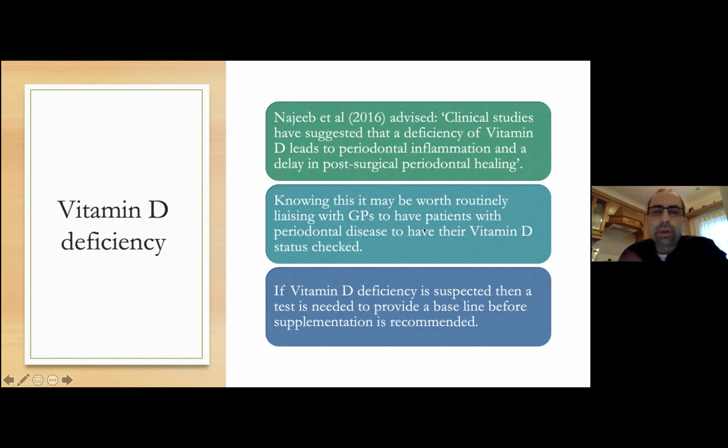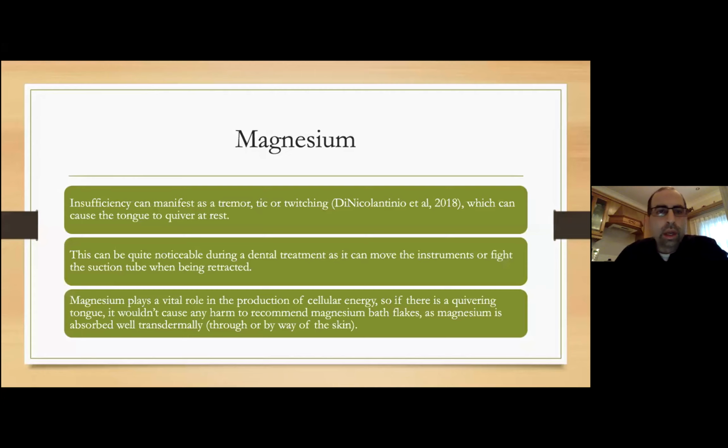So if we see a patient who has a severe form of gum disease, then we should suspect a possible deficiency and ask them, do you feel you may have a vitamin D deficiency? Have you had your vitamin D levels tested? Would you like to be referred to your GP to have a blood test to have this checked? This is good practice. Those were the first 2 micronutrients, vitamin C and vitamin D.